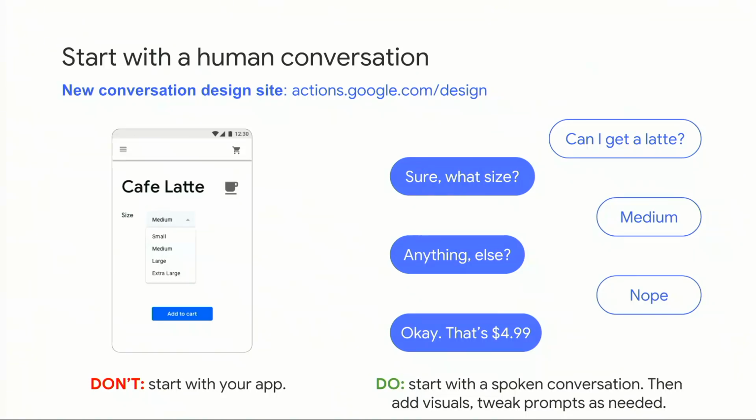One thing to keep in mind, again, is to start with a human conversation. You might have an app already, but avoid the temptation to duplicate it. Instead, try to observe a relevant conversation in the real world, or role play it with a colleague, and write down that dialogue. You'll realize that not everything that's in your app does well as conversation, or vice versa. Instead, think of your action as a companion to your app that's faster in certain use cases.